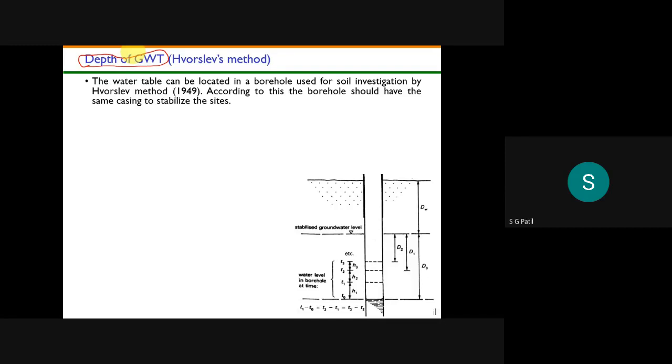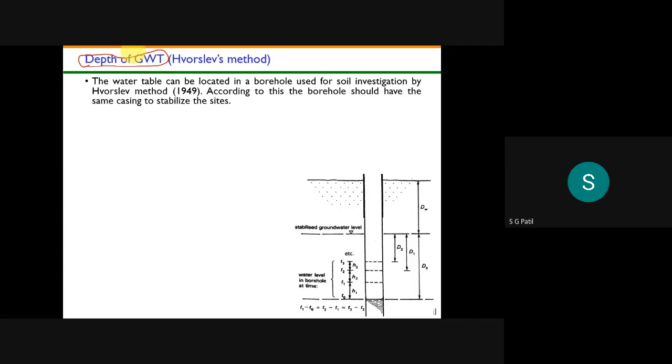So how to determine the water table? The simplest thing is you look for any wells. If there is any well present nearby your site, then it is very easy to find out the groundwater table. Simply you take the measurement from the ground level, at what depth the water is present. You simply drop a measuring wire, so that you will get the depth of the water table.